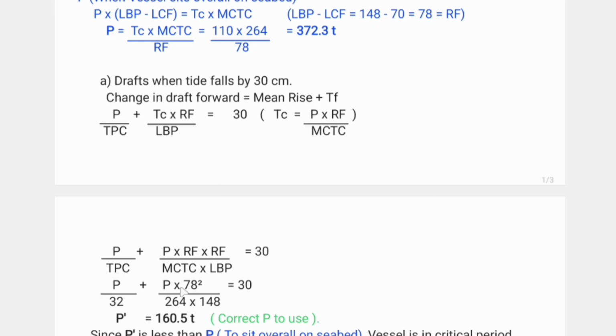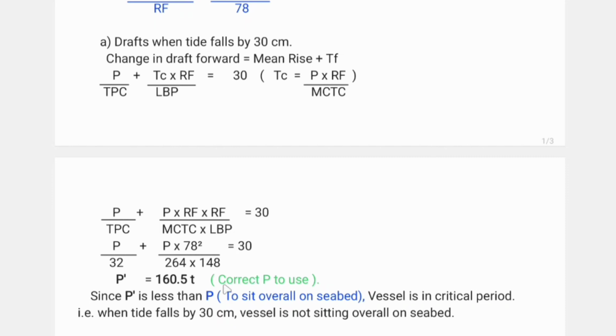So P upon 32 plus P into 78, RF is 78, square divided by 264 into 148. So when we simplify, we get P dash is 160.5 ton. This is the correct P to use. Since P dash is less than P, that is P to sit overall on seabed, vessel is in critical period. That is, when tide falls by 30 centimeter, vessel is not sitting overall on seabed.